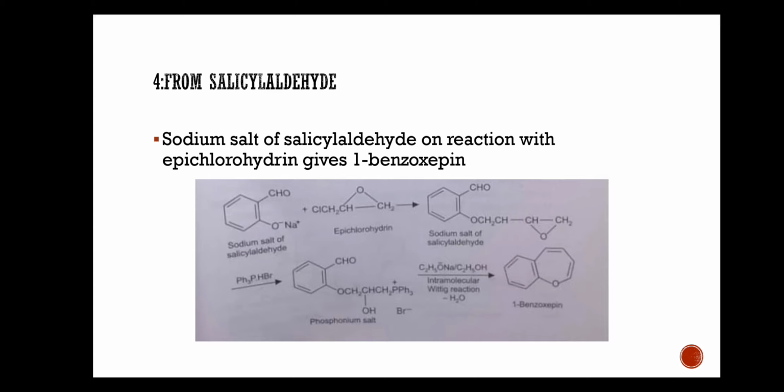The sodium salt of salicylaldehyde on reaction with epichlorohydrin gives 1-benzoxepine. So the first step is that the sodium salt of salicylaldehyde is reacted with epichlorohydrin, and then triphenylphosphine is reacted, which forms a phosphonium salt, which then undergoes an intramolecular Wittig reaction to form the oxepine, 1-benzoxepine.